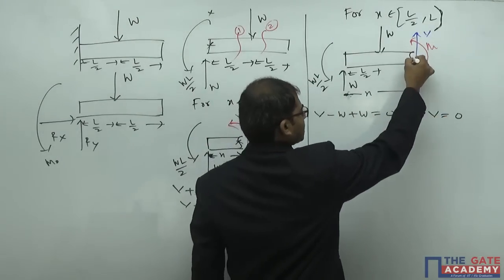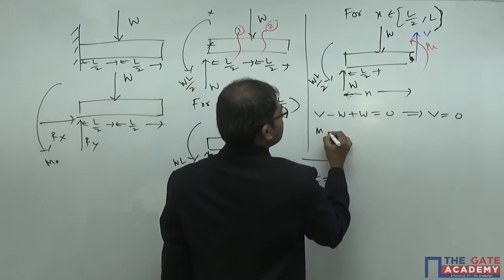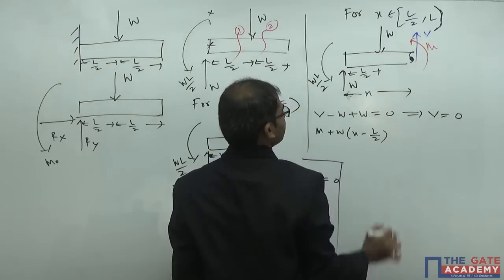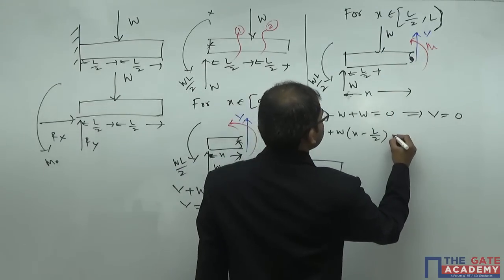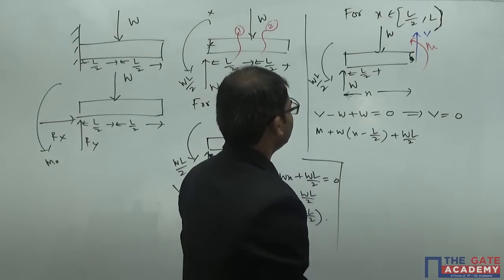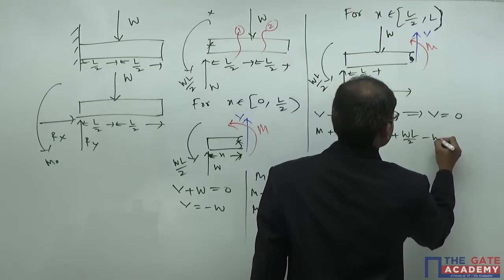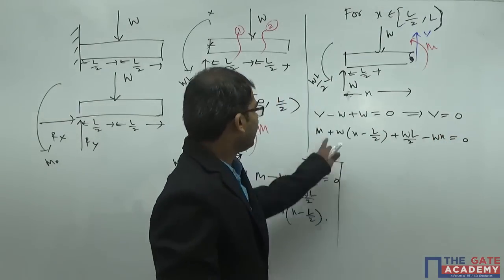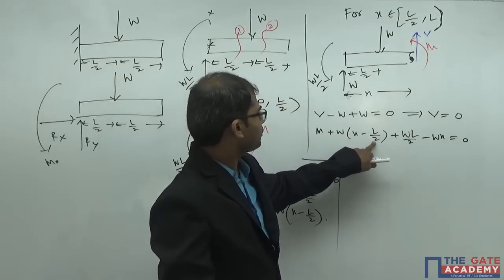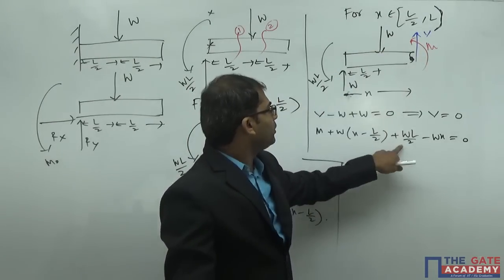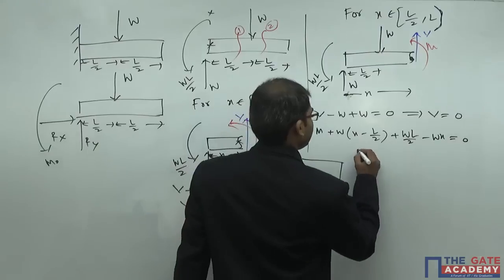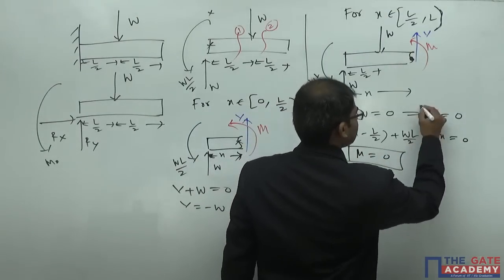If you go with bending moment equation about this point, M anti-clockwise plus W into x minus L by 2, again plus WL by 2 will come. So other thing is W into x minus W into x is equal to 0. So you write moment because of each and every force. So W into x minus L by 2 will be corresponding to the moment because of this force W. W into L by 2 is this moment. W into x will be this moment. So if you sum up, you will get M is equal to 0. So these are the equations here.